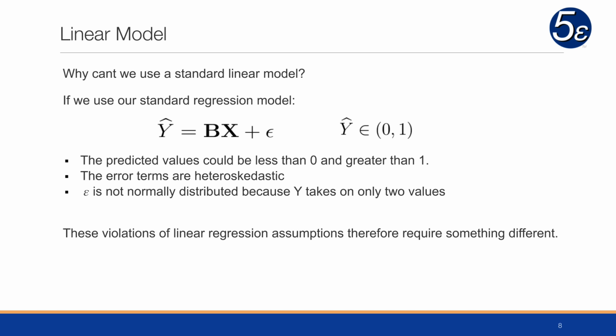Further, the error terms could not be normally distributed because y only takes 2 values. So therefore, our errors would not be normally distributed. And these are violations of linear regression assumptions, and so therefore we do require something different.